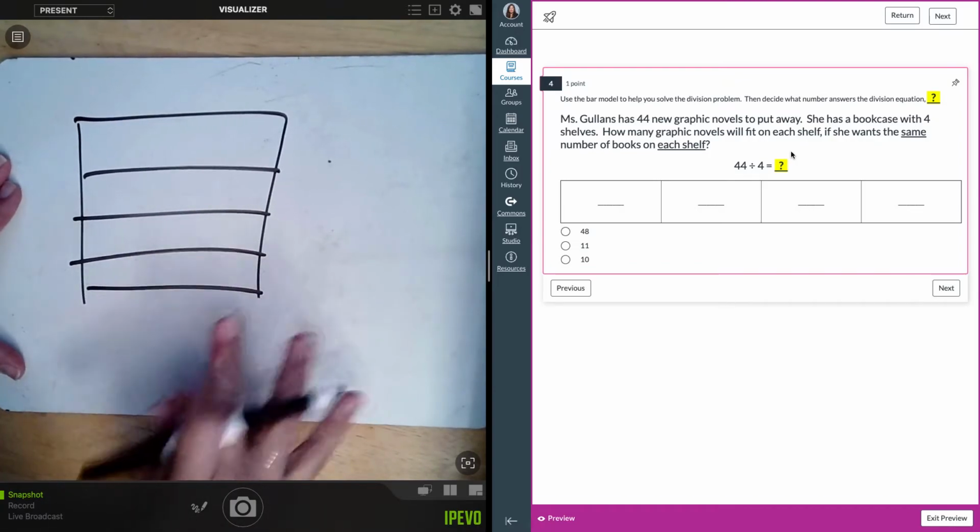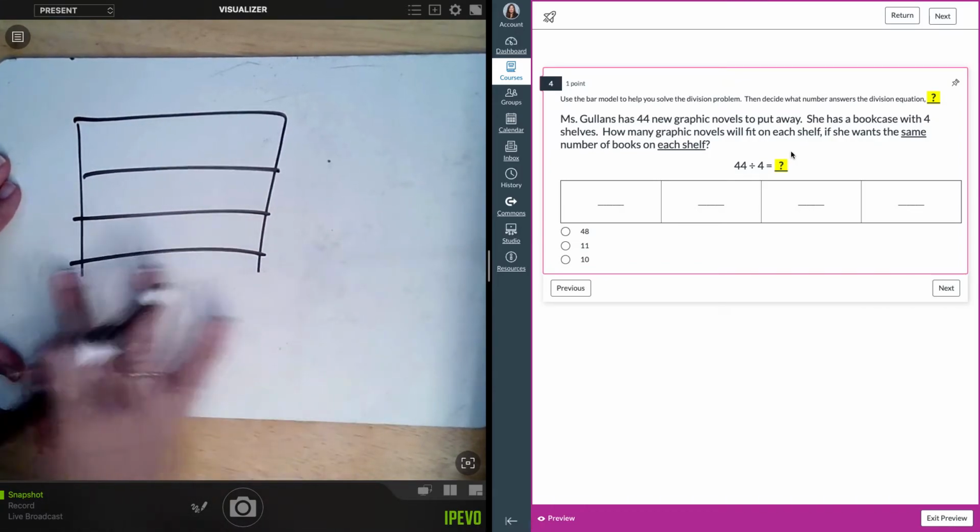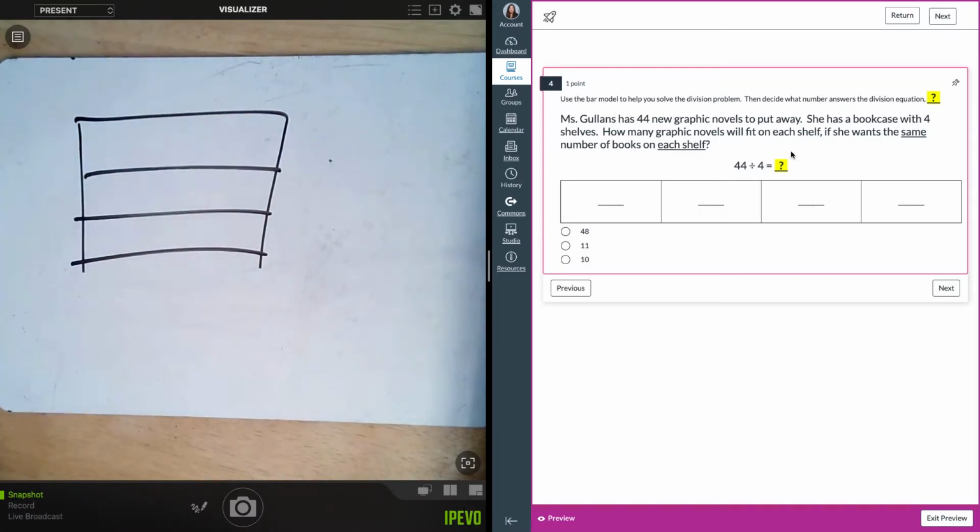There we go, 4 shelves. And I guess we'll just leave the top as a shelf. 1, 2, 3, 4. Okay. How many graphic novels will fit on each shelf if she wants the same number of books on each shelf?